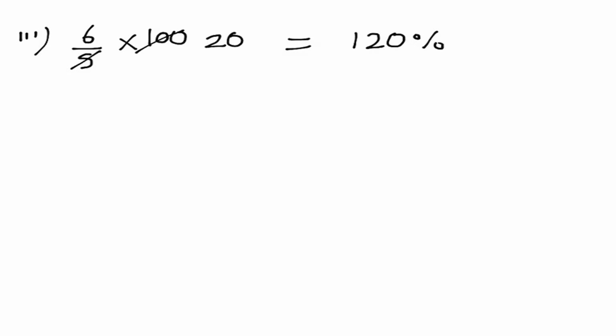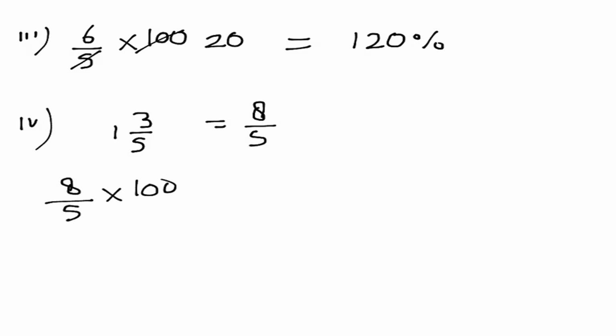So it means 120%. And if it is given in a mixed fraction form, like 1 whole 3 by 5, and we have to convert it into a percentage, for this kind of question, first of all, we will change the mixed fraction into an improper fraction. So what we will get is 8 by 5. Now the next step is what? We will multiply it by 100. 100 divided by 5 will give us 20 and we will get 160%.